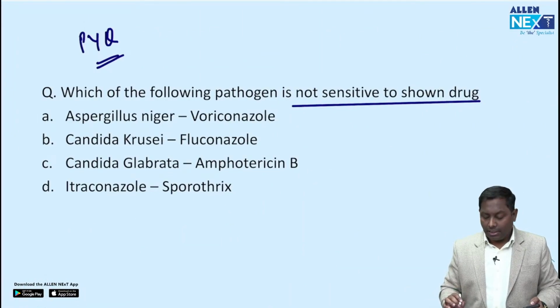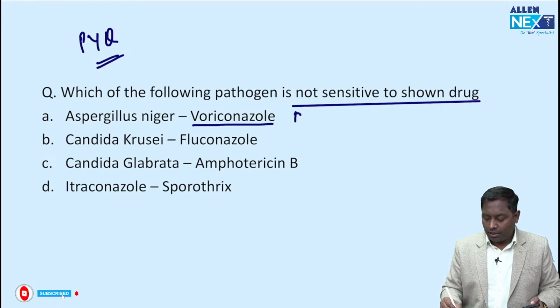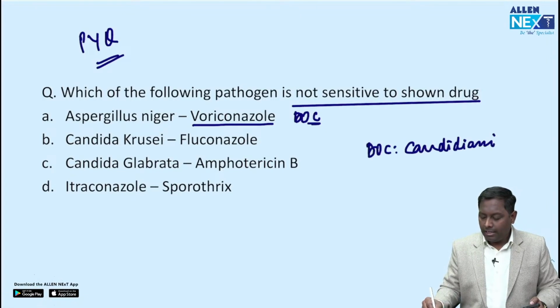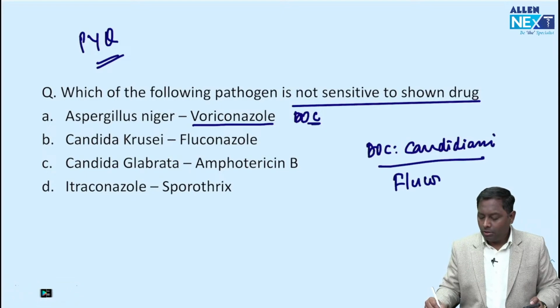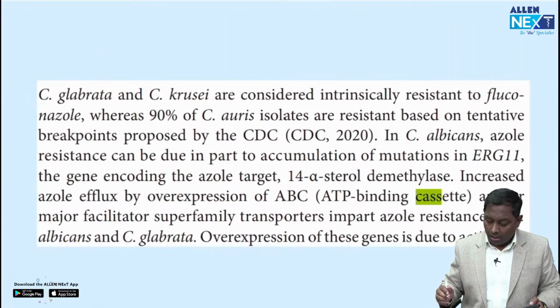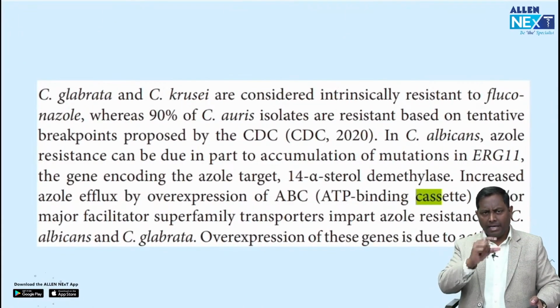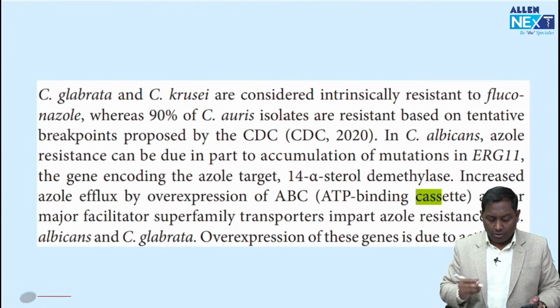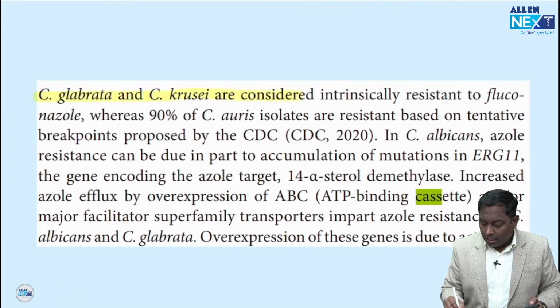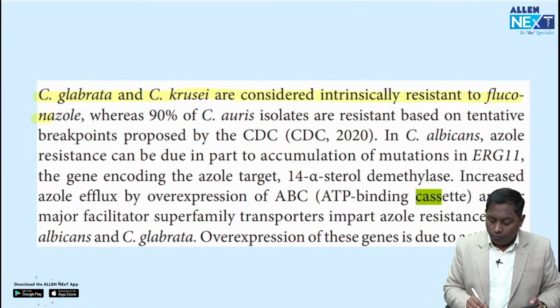Alright, so as I was telling all of you guys, in aspergillosis the drug of choice is voriconazole. Voriconazole is the drug of choice. Drug of choice for candidiasis is going to be fluconazole, but two different species of Candida, known as Candida krusei and glabrata, look at what Goodman-Gilman clearly said. The question is taken directly from the paragraph that Candida glabrata and krusei are considered intrinsically resistant to fluconazole.